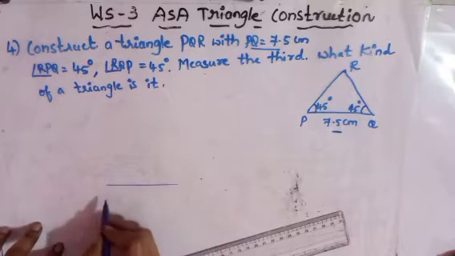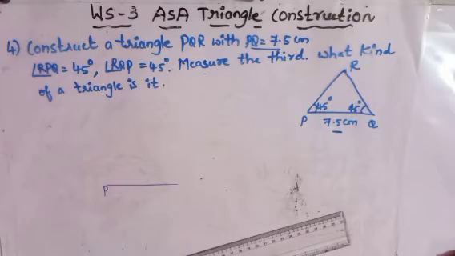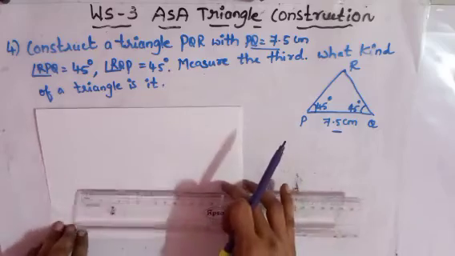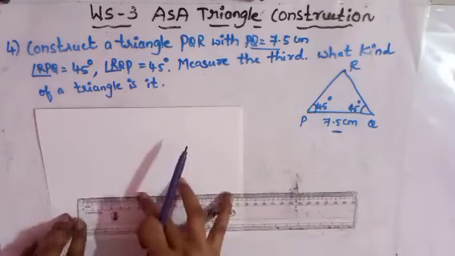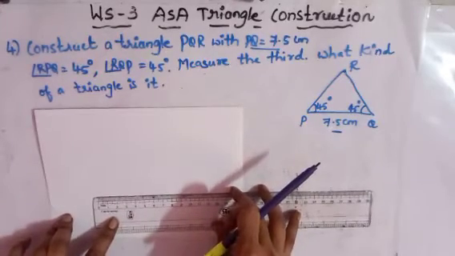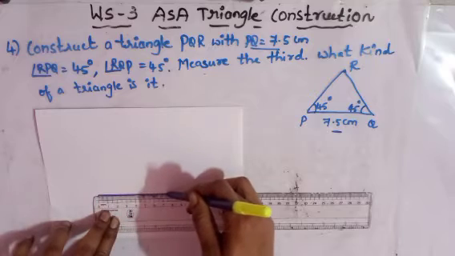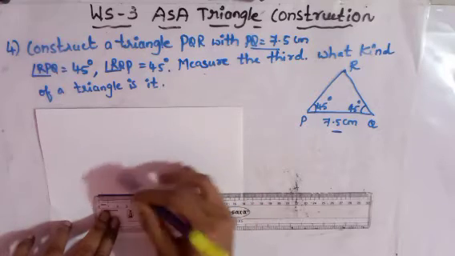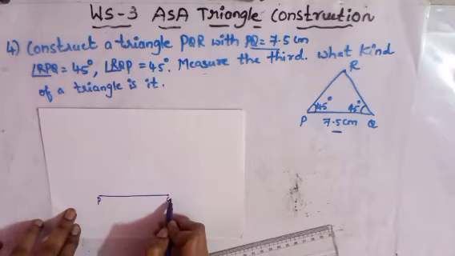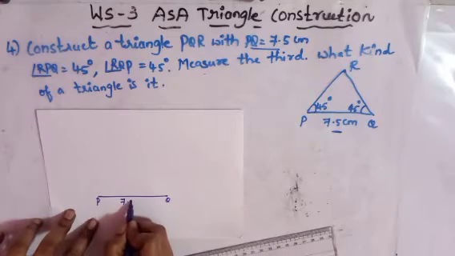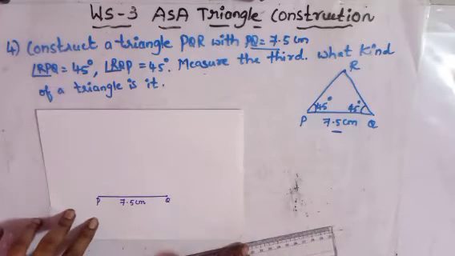So let us do the construction. Let us draw the line segment PQ, 7.5 centimeter. So let us name it PQ. The base PQ is 7.5 centimeter. Next, angle P is 45 degree.